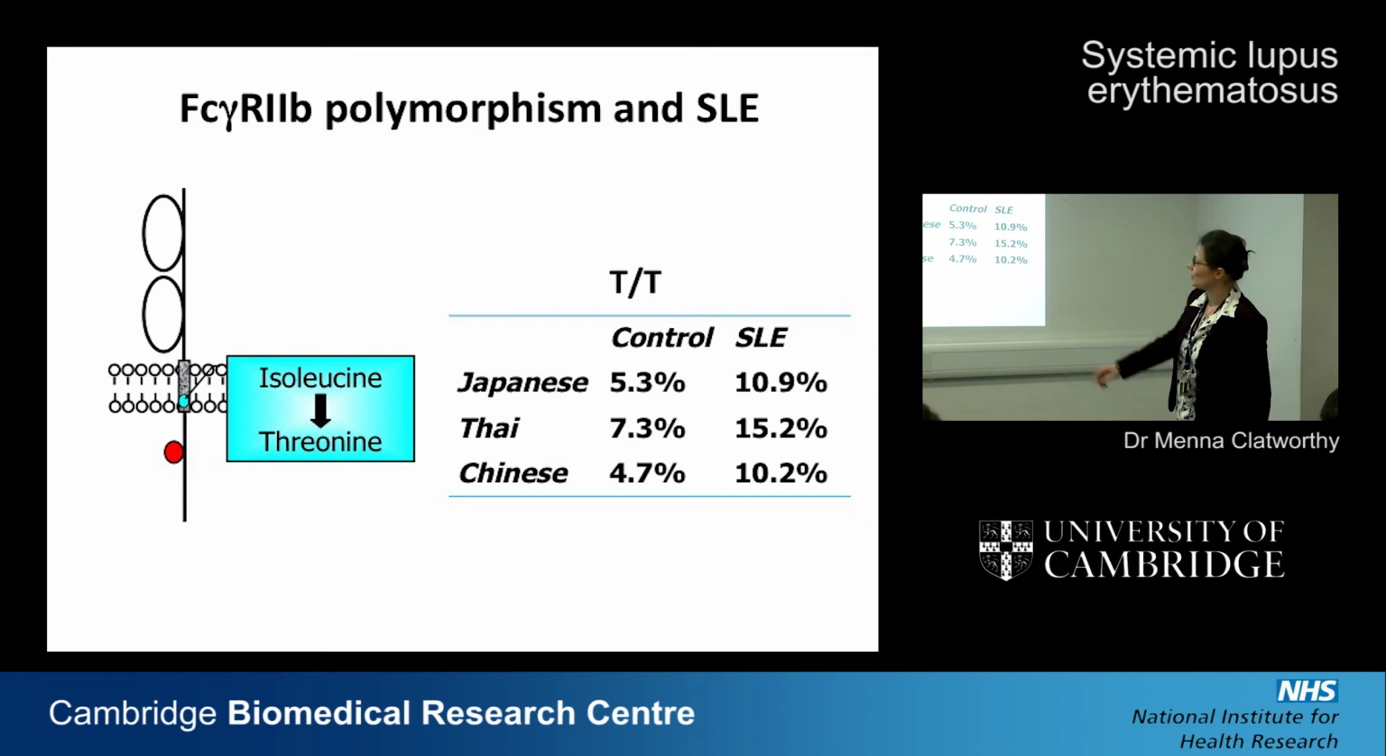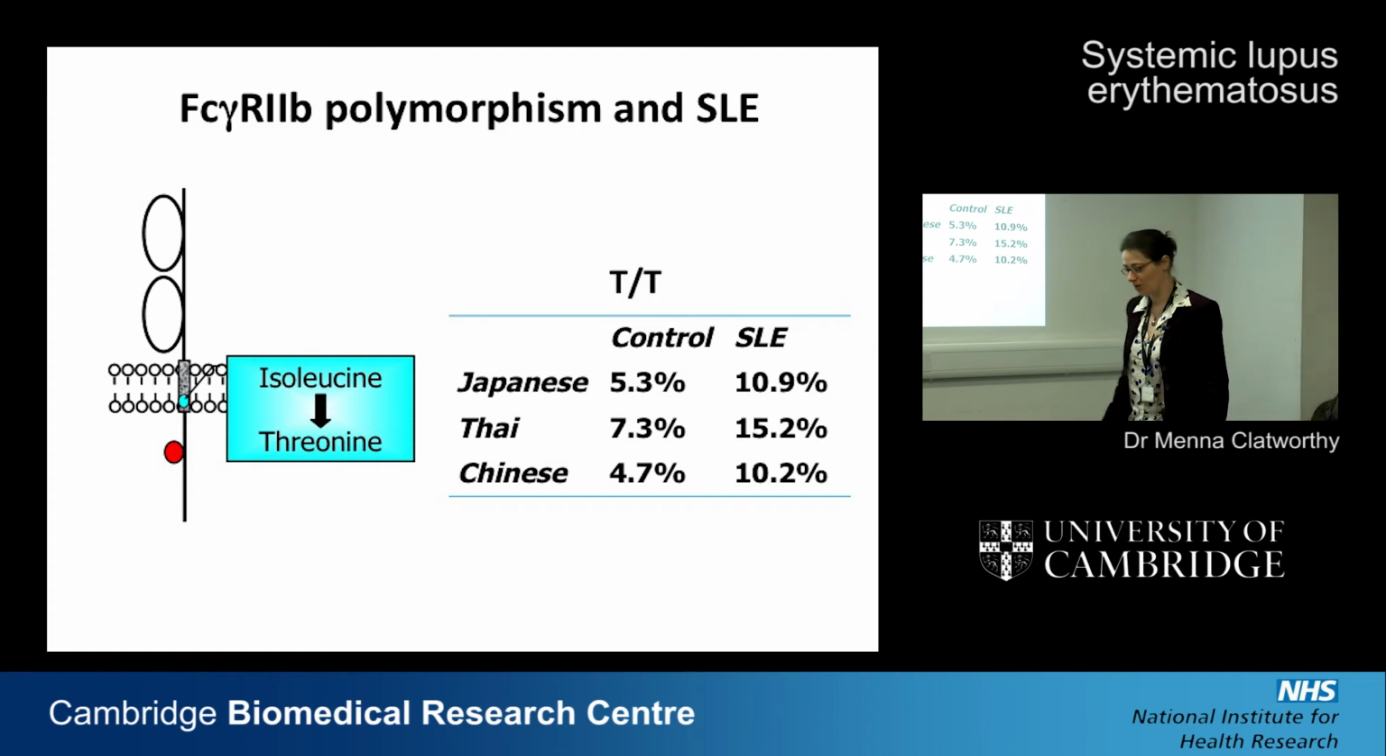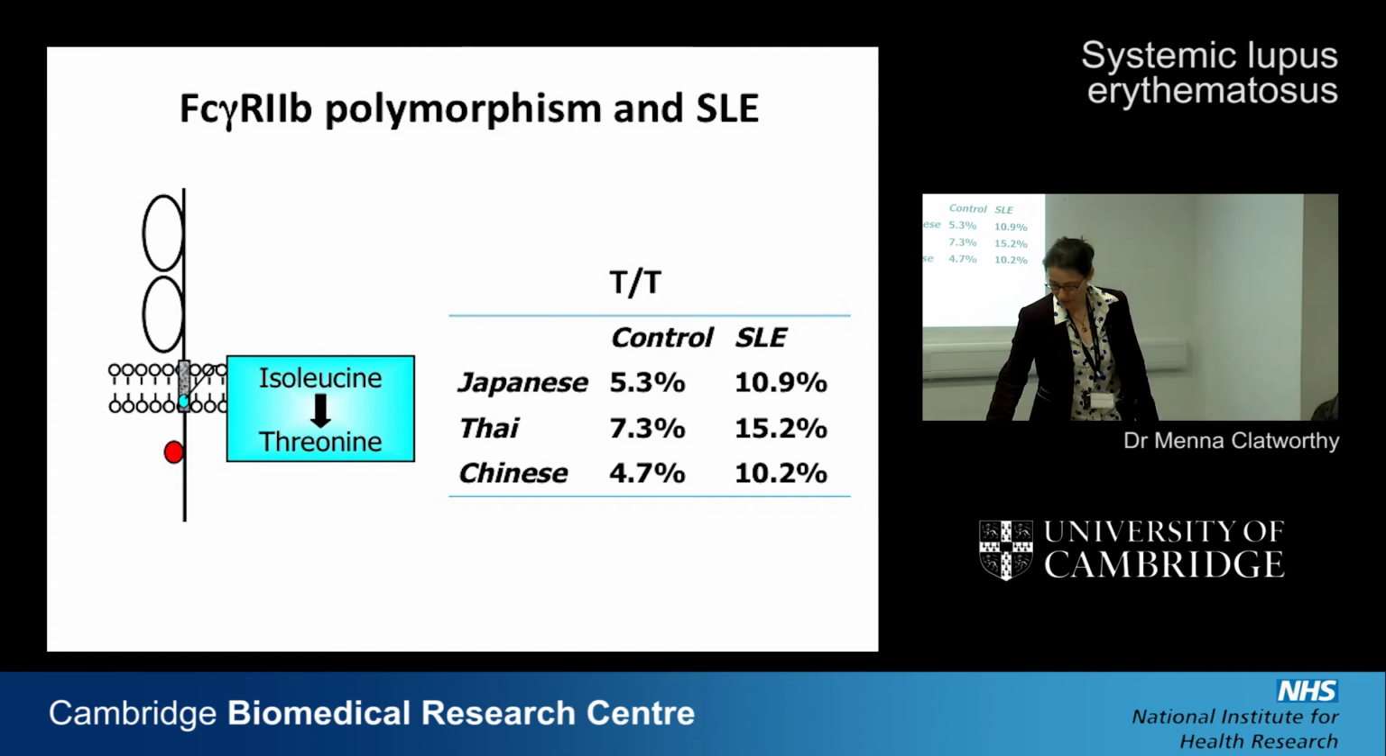They found that the wild type form has an isoleucine. But this SNP gives an amino acid substitution, so it's a non-synonymous SNP, and you get a threonine instead. If you were homozygous for that, which I've termed TT, for threonines, you can see there was double the frequency of lupus. That first publication was followed up by two subsequent publications looking at both Thai and Chinese lupus patients.